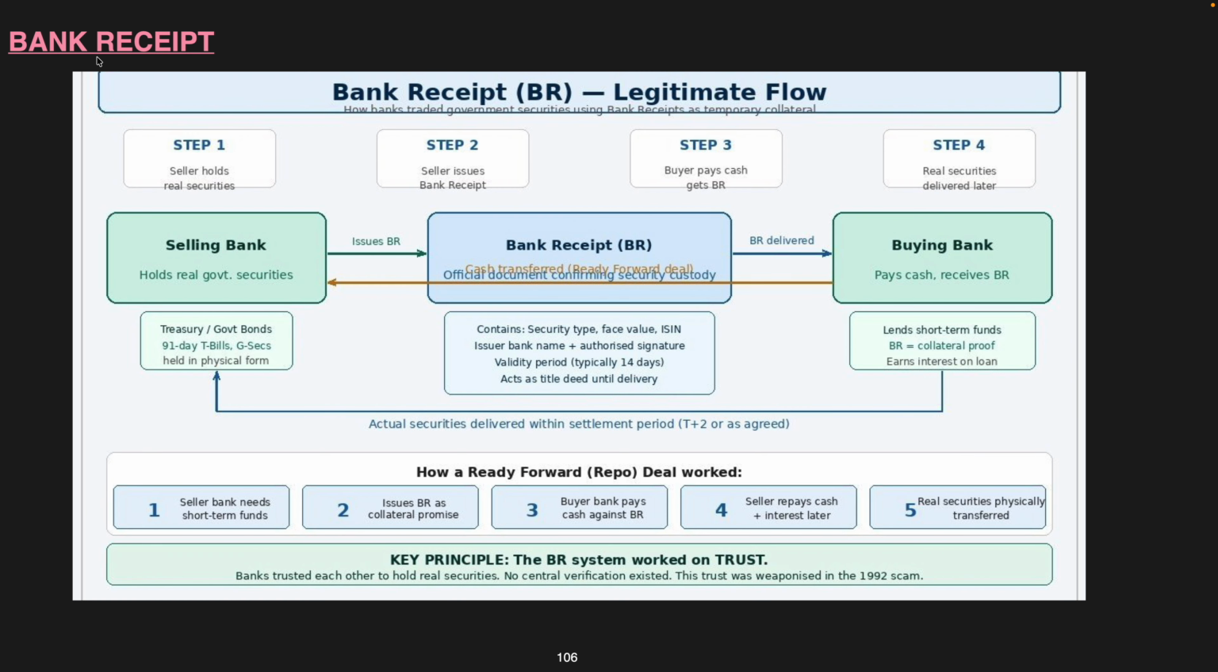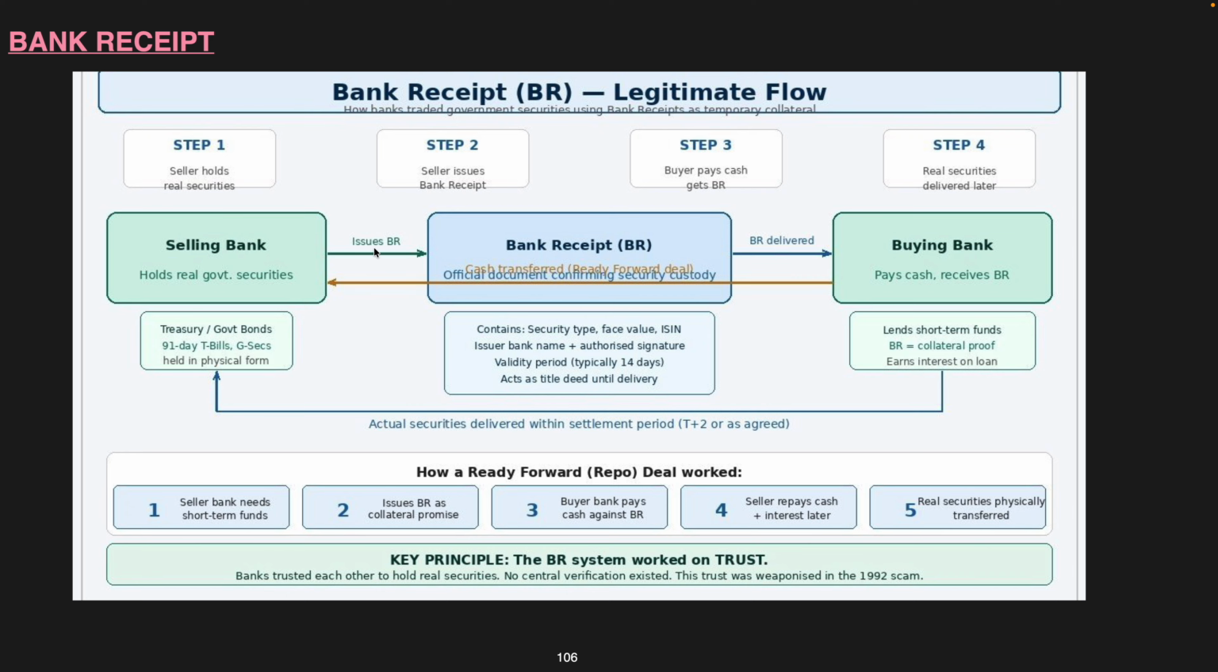We will understand bank receipt, but nowadays bank receipt is not in existence. But in order to understand the Harshad Mehta scam, you should know how a bank receipt works. See what happens. There is a selling bank which holds real government securities which it is selling, and there is a buying bank which wants to buy those government securities from the selling bank. So here there are two entities. One is a bank selling the government securities, another is a bank which is buying those securities. Now the securities are held with the selling bank.